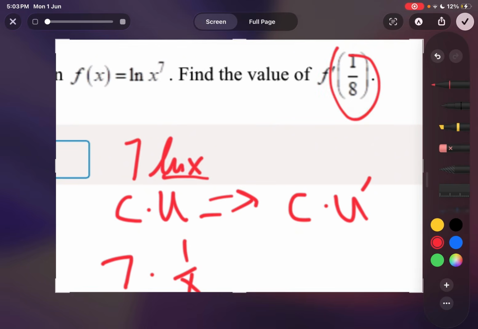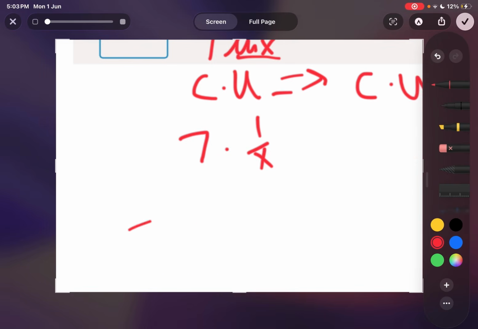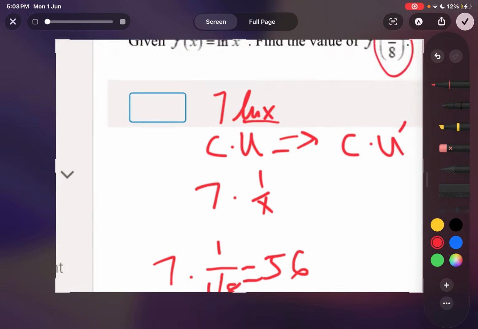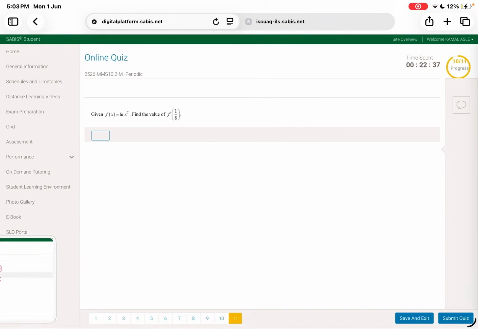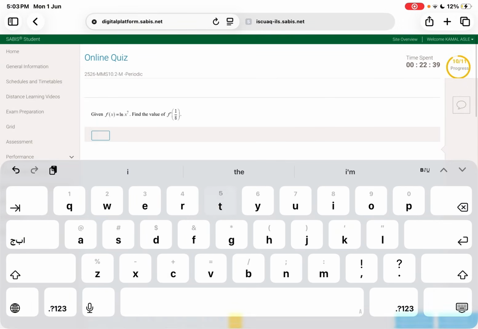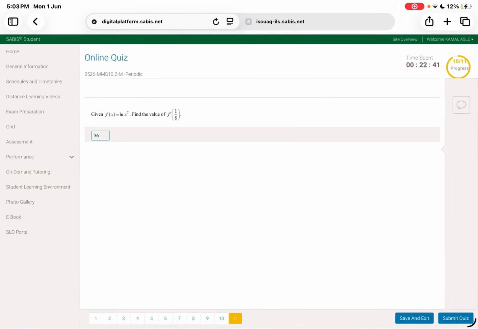They want x as 1 over 8, so now it will be 7 times 1 over 1 over 8. Put this in the calculator and you get 56. And that's it for the periodic course question.